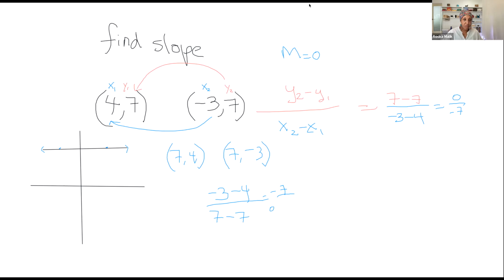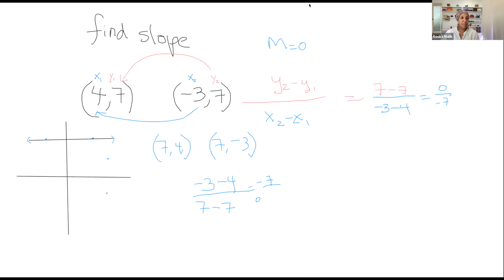So if I were to graph it, I would have 7, 4 and 7, -3, and my line would look like this. So this is not a slope of 0. If I tried to drive up this hill, I would just crash the car all the time. I can't do it. It's so steep, it's ridiculous. So it's undefined.